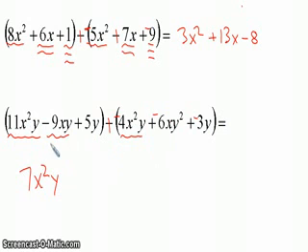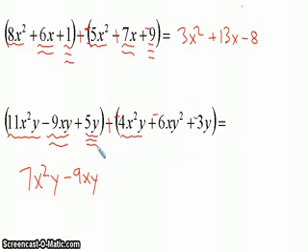I have a negative 9, x to the first, y to the first. There's no other term in this entire thing that has an x to the first and a y to the first in it. So it just has to be rewritten. It can't be combined with anything because it has different exponents and different variables from everything else.